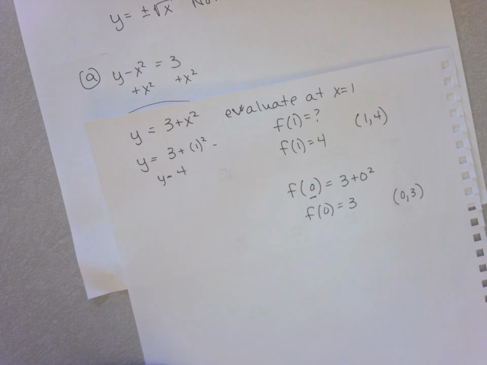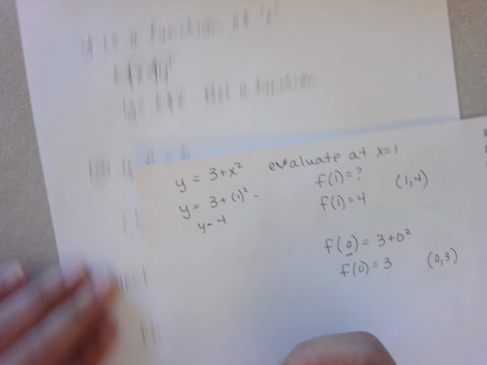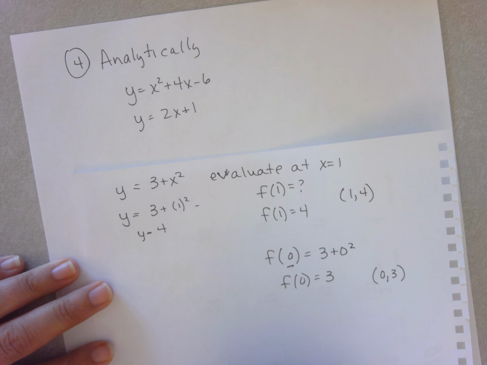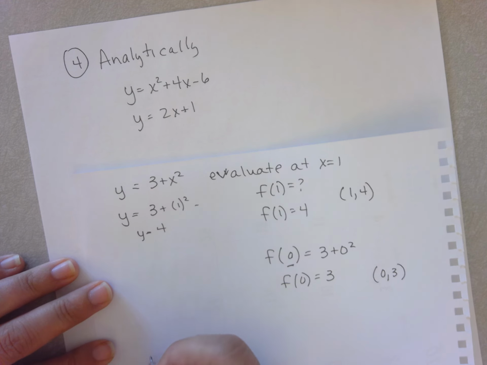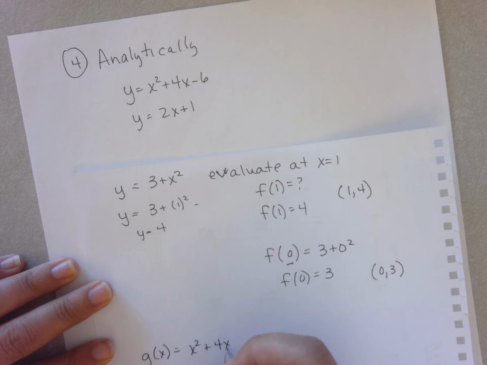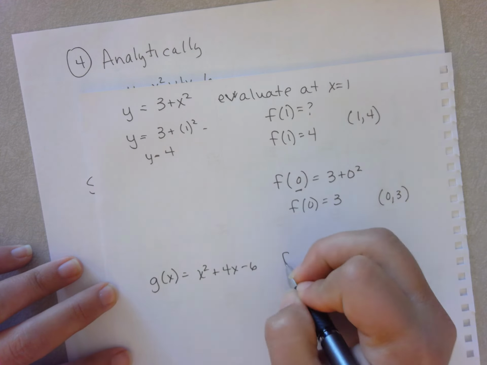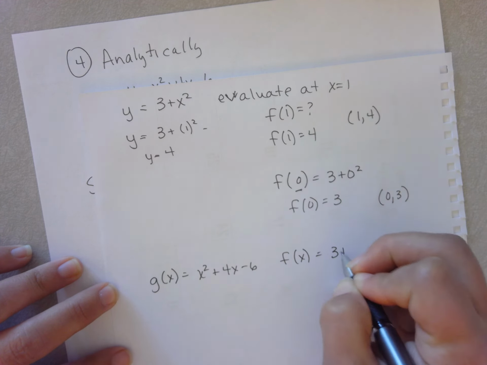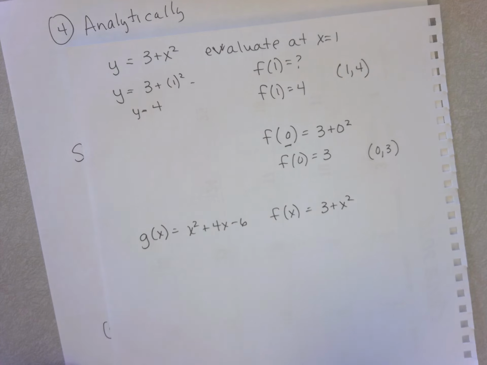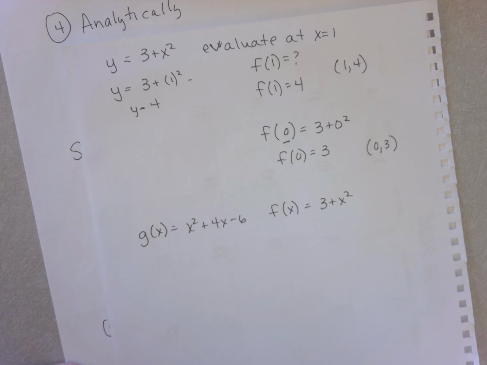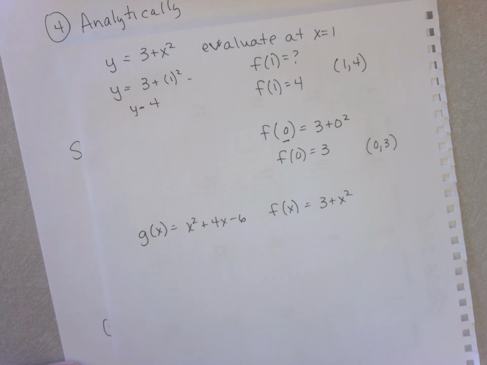Also, we like functional notation. Let's look at a different one. Back here, we also had y equals x squared plus 4x minus 6. Instead of y in that case, let me call that g of x, because I know that this is a function, so I'm allowed to use functional notation. Why we do this is because if I was dealing with f of x is equal to 3 plus x squared and g of x, and I was doing a lot of different calculations with them, it gives me a shorthand to say, oh, I'm looking at g, or oh, I'm looking at f.